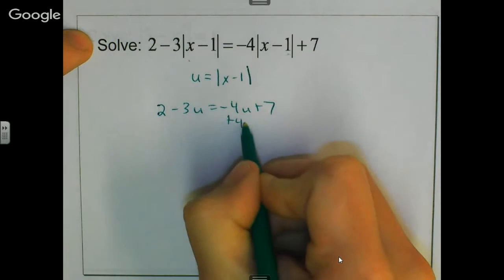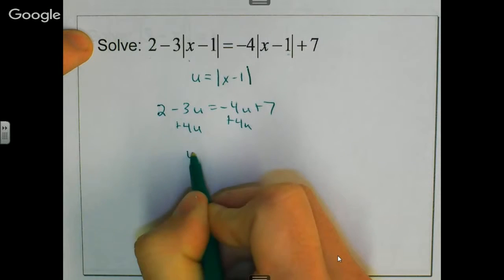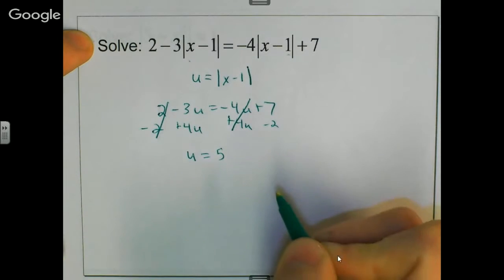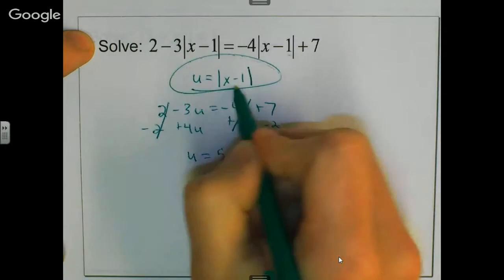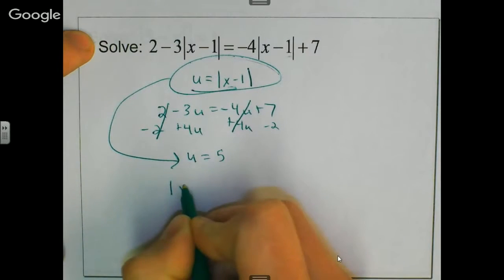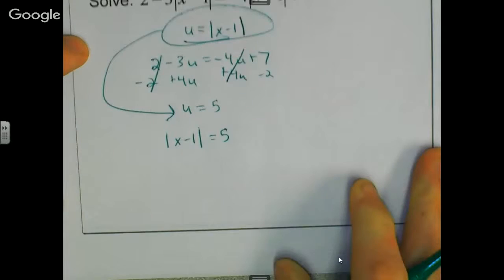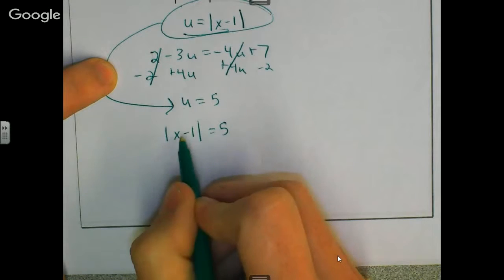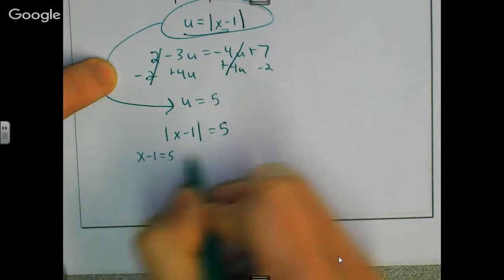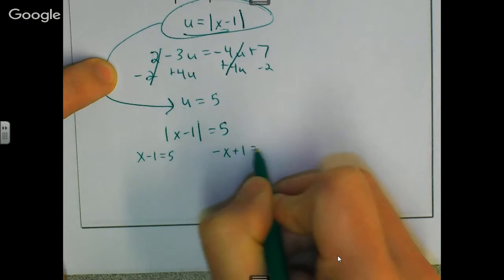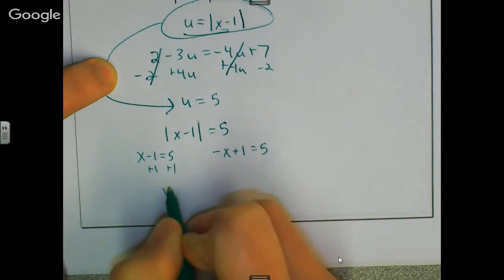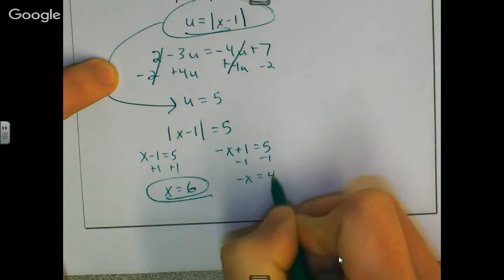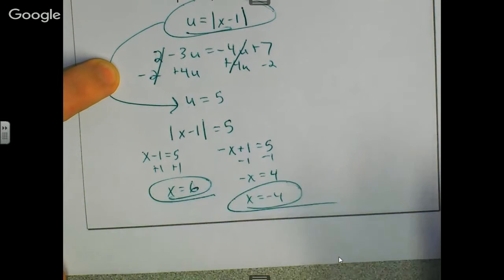We'll add 4u and get u. That cancels. We'll subtract 2, and we'll get 5. So u equals 5. Well, again, I don't care about that part, so I get to plug this back in. Now it looks like the problems we've been dealing with. So how do I get rid of the absolute value? I'll take the positive. I'll take the negative. So I'll add 1 plus 1, x equals 6, minus 1 minus 1, negative x equals 4, x equals minus 4. And there we go.